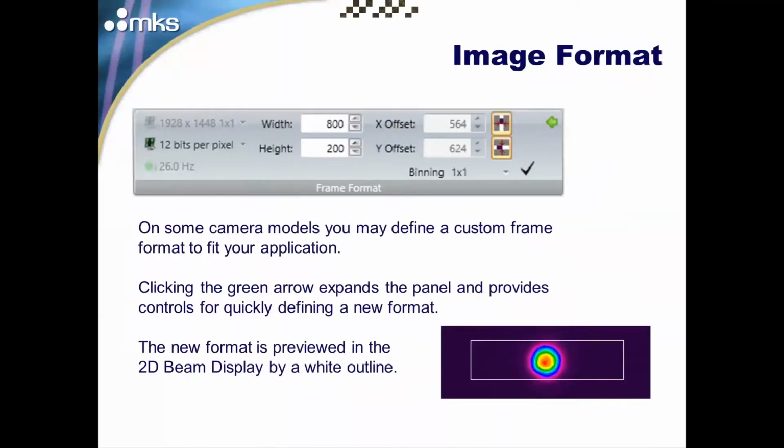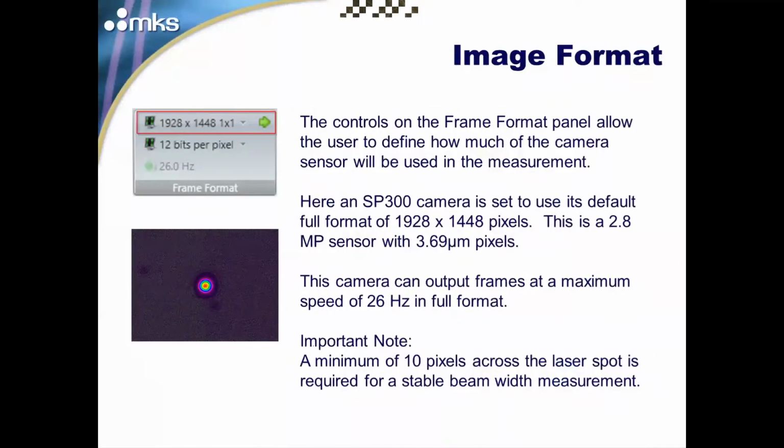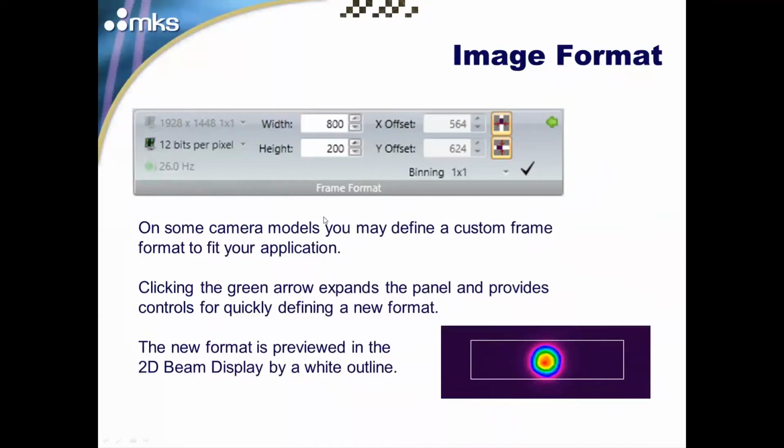The image format tool, I'll jump back and forth. The green arrow in the top right corner of that will expand out to allow you to define a custom frame format to be able to fit your application. As you're doing that, the values that you enter will adjust and be previewed by a white box in the 2D beam display. So you can see exactly what data you're going to have and what you aren't.